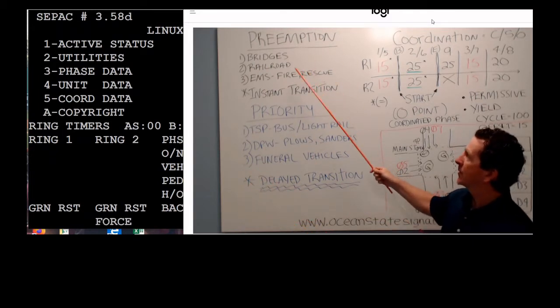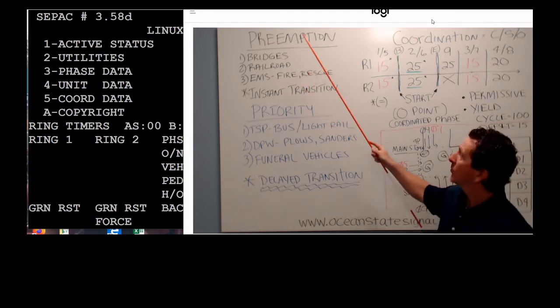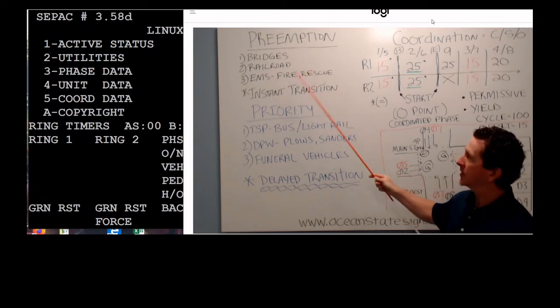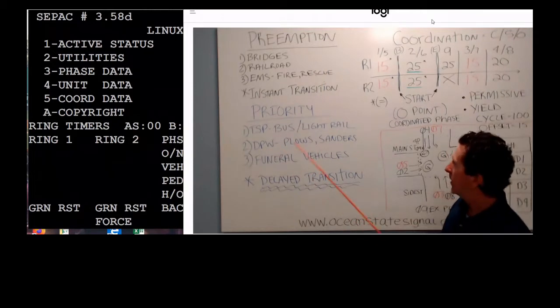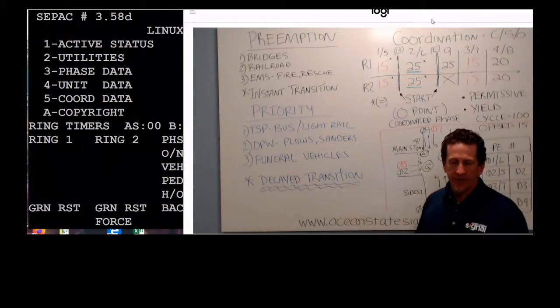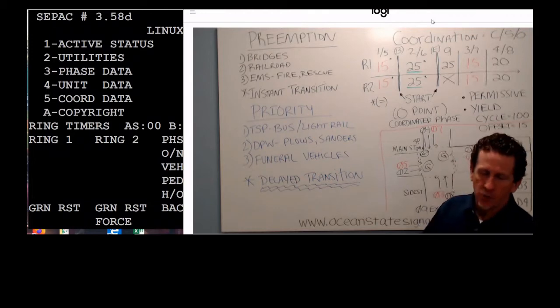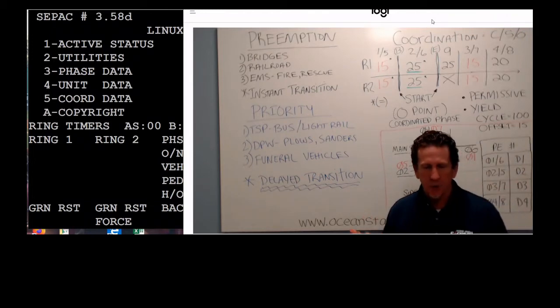So preemptions are typically emergency situations. Drawbridges go up, trains are crossing, emergency vehicles. We've got to get them right through. It stops everything. And then priority is something of just prioritizing over the other vehicles that are in the intersection, the regular everyday motorists. Okay, so that's the difference between the two.